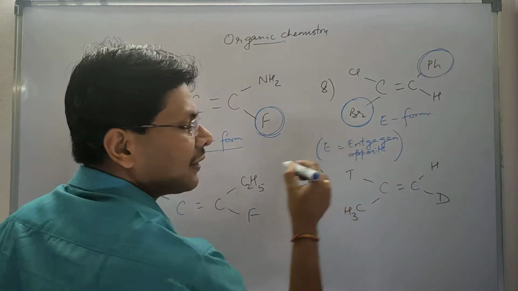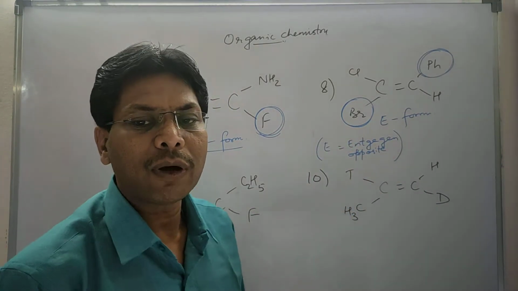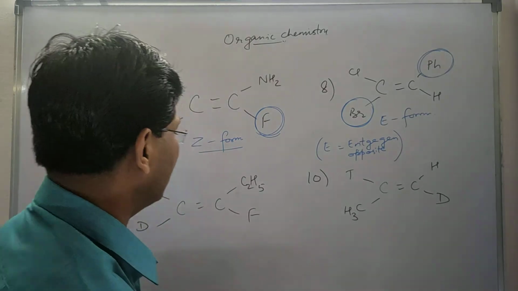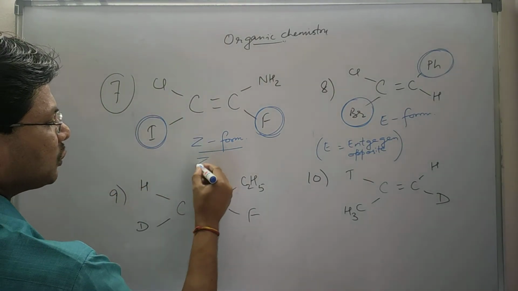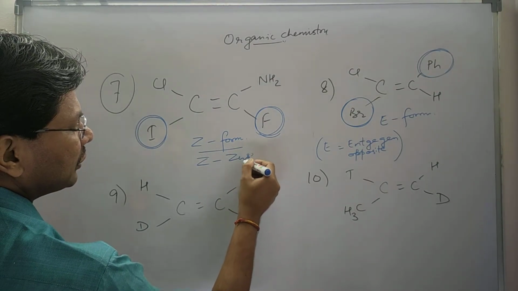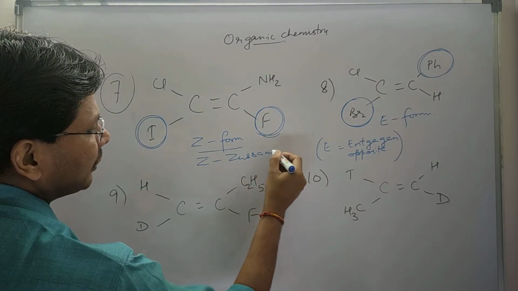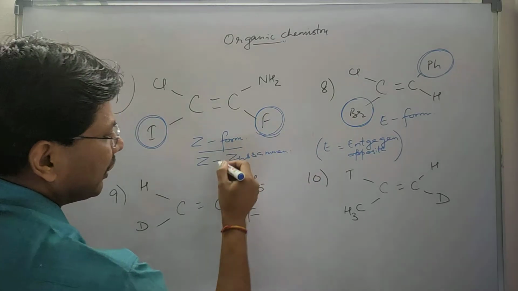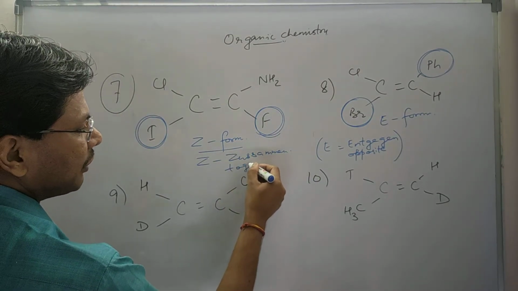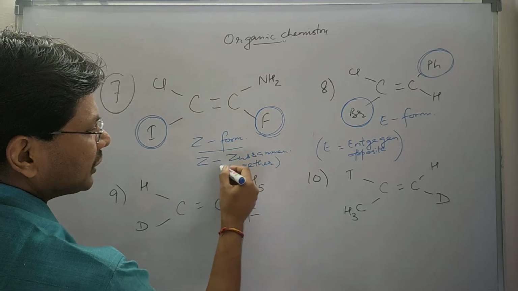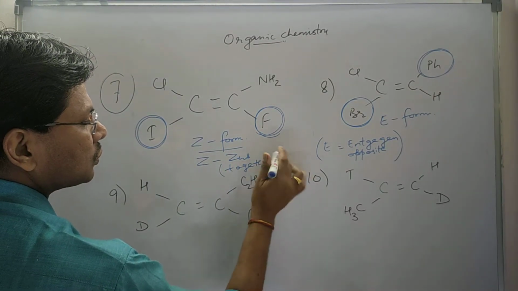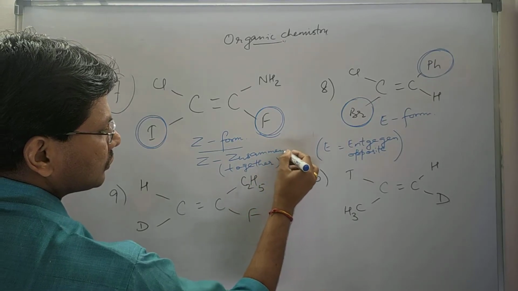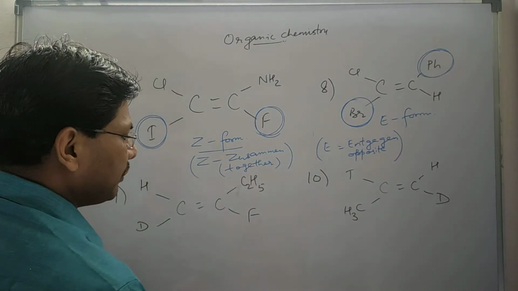So where cis and trans isomerism fails, we take the help of EZ, entgegen zusammen. And for Z, you have to remember that Z means zusammen, Z-U-S-A-M-M-E-N. Zusammen means together. So keep this in mind. If you can keep this, you will be able to solve.